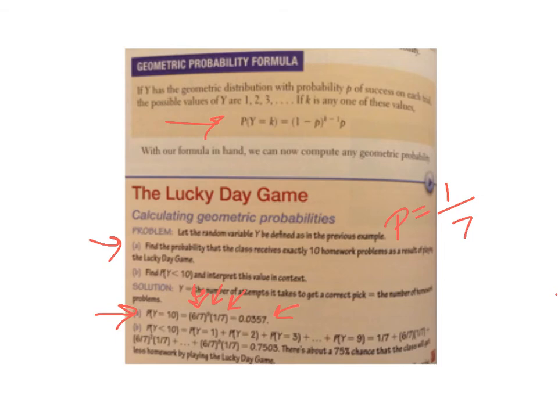Okay, part B wants to know my probability that y is less than 10 and to interpret that value in context here. So to get my probability of y less than 10, I need to add up my probabilities of y being 1, 2, 3, 4, all the way up to the probability of y being 9. You are so not going to write that out. We're going to look right now at how we can find that value on the calculator.